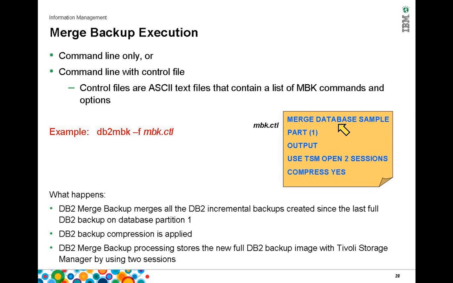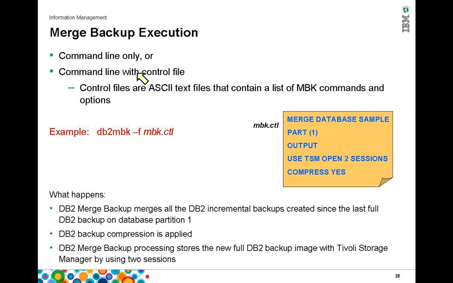On the right is a control file that would merge a series of incremental images into the last full backup for the sample database. In this particular example, I've chosen DPF, so on partition 1. These images are stored on TSM, and we're going to use backup compression. At the bottom are some words to describe what happens in this instance. But it's a very simplistic invocation using a control file.